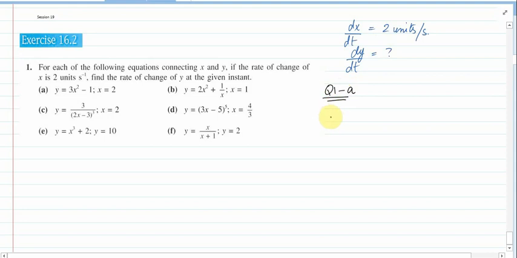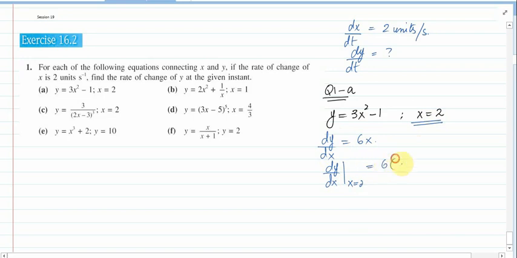It says that y equals 3x squared minus 1 and the value of x is 2. Alright, we need to find out dy by dt, right? But before that we need to find out dy by dx. So dy by dx is equal to 3 times 2x, which is 6x. The value of x is known, so I can say that dy over dx at x equals 2 equals 6 times 2 equals 12. Fair enough, no confusion, no problem.